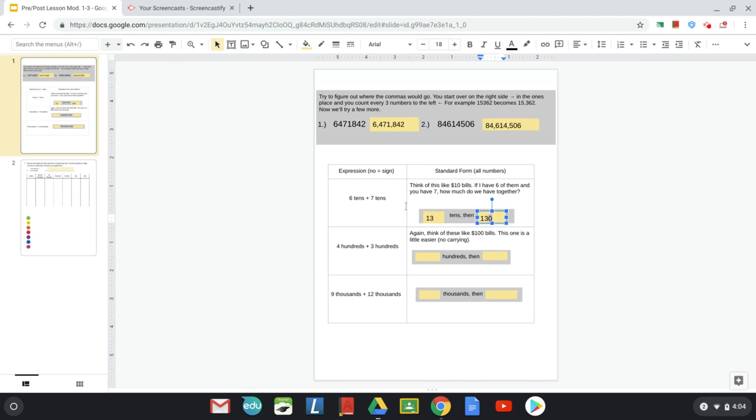So 6 plus 7 made the 13, and then with the 0 on the end, again, I think of it like money. Because 6 tens is really 60. So this is essentially 60 plus 70.